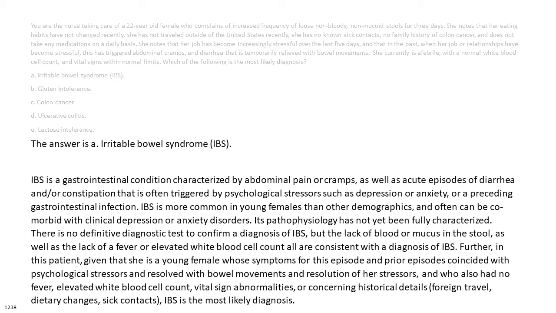There is no definitive diagnostic test to confirm a diagnosis of IBS, but the lack of blood or mucus in the stool, as well as the lack of a fever or elevated white blood cell count, all are consistent with a diagnosis of IBS. Further, in this patient, given that she is a young female whose symptoms for this episode and prior episodes coincided with psychological stressors and resolved with bowel movements and resolution of her stressors, and who also had no fever, elevated white blood cell count, vital sign abnormalities, or concerning historical details such as foreign travel, dietary changes, or sick contacts, IBS is the most likely diagnosis.